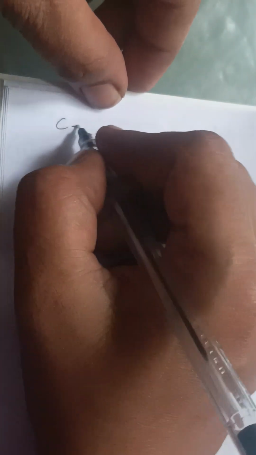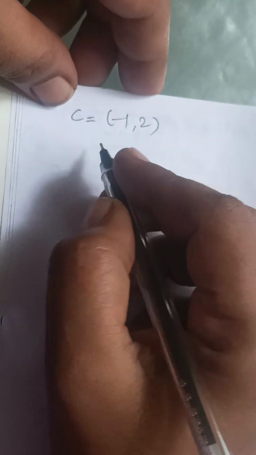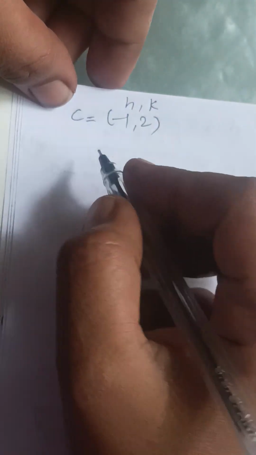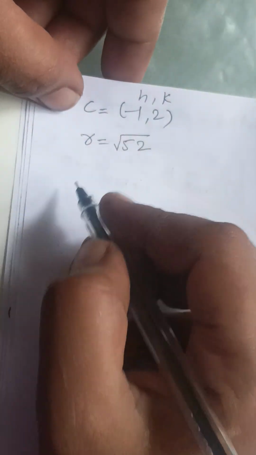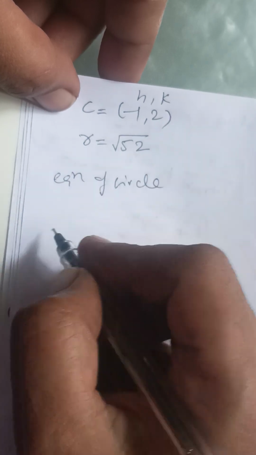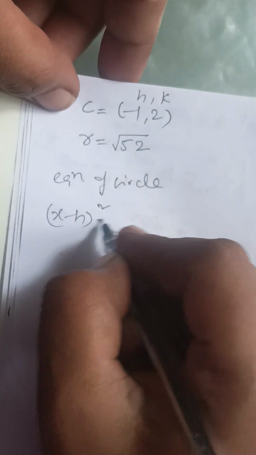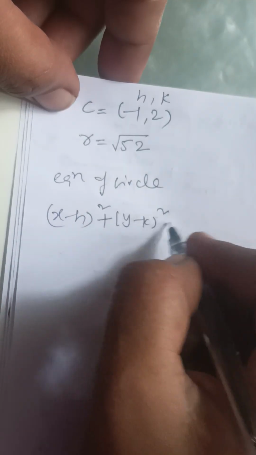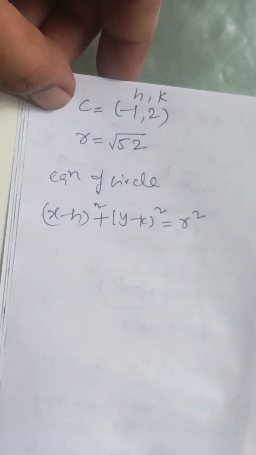Here given center is C equal to minus 1 comma 2. So actually C equal to minus G comma minus F, but C is already given, so we can also take it as H comma K, center H comma K, and radius is we got root 52. Under root 52. So by using this equation of circle can be written as x minus h whole square plus y minus k whole square equal to r square. This is another form of circle.